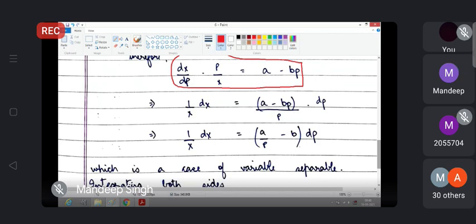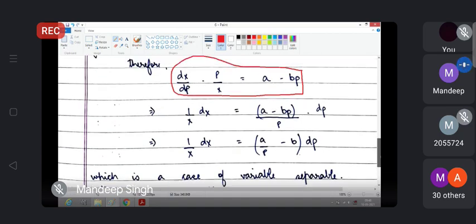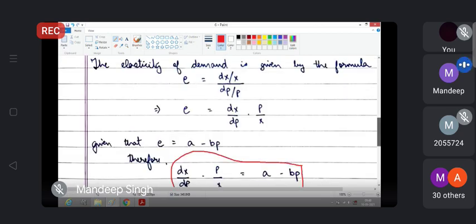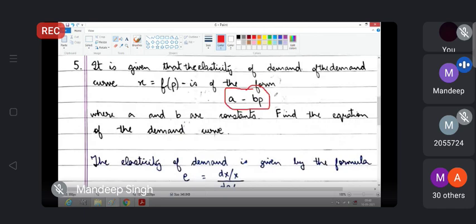Excuse me, sir. Yes. Sir, the confusion is how to know which variable to take to which side and in what form to make the equation. Here, it is elasticity, so it is very clear that dx and x stay on the left hand side, and the dp and p terms go on the right, because it is specified as a minus bp. So a minus bp is to be kept on the right hand side.